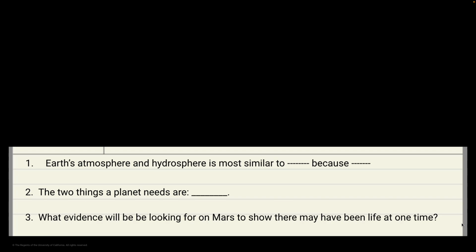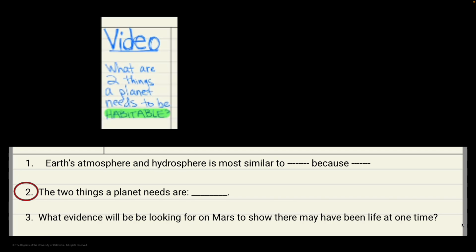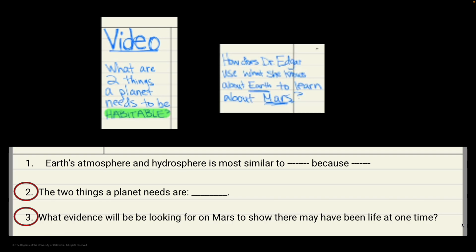Next, we've got the two things a planet needs are, and so remember your notes. You literally wrote those down. So go ahead and just use your notes, write those down. For number three, what evidence will we be looking for on Mars to show there may have been life at one time? Take a look at what you wrote for the second video question. That's what we're going to be looking for, okay?